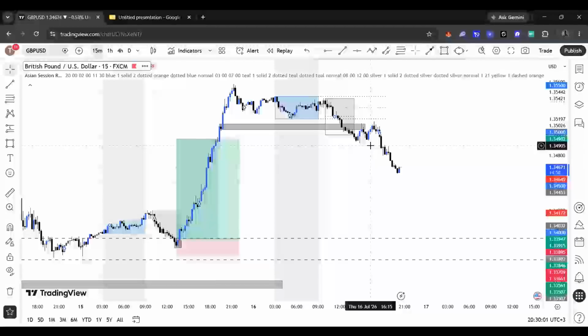Now there's another Asian range trading strategy that includes the New York session, and you can find four setups, and I think I'll make a video about it next time.